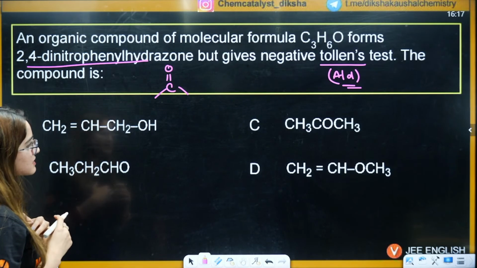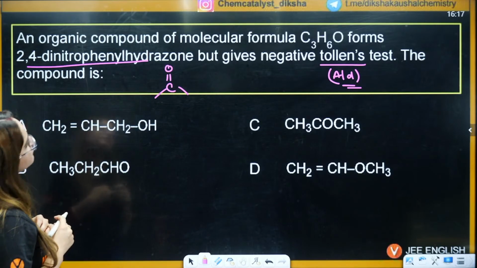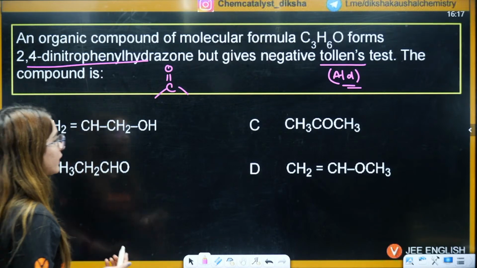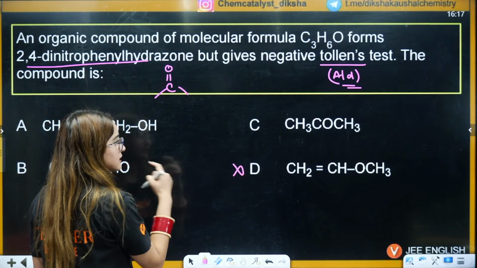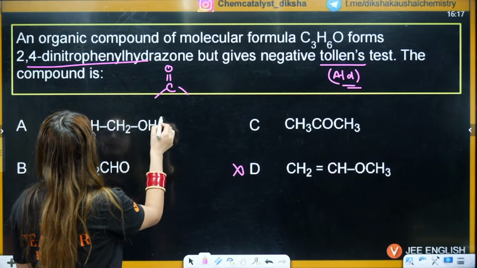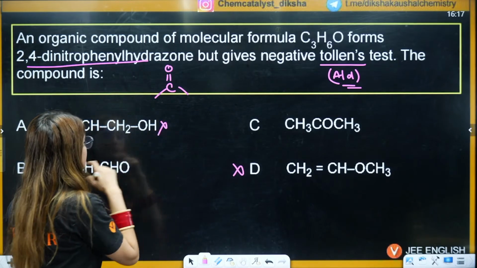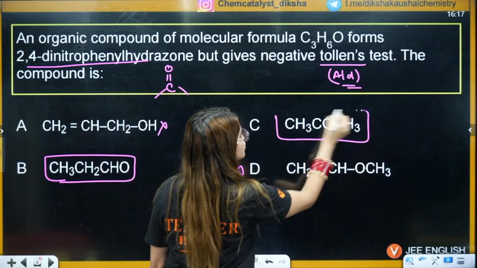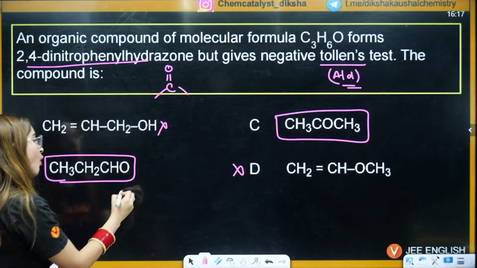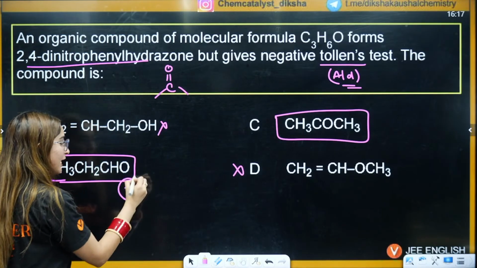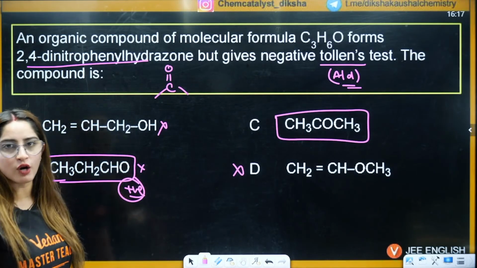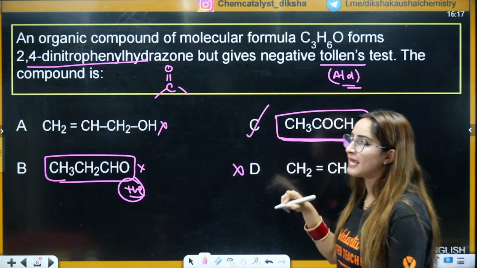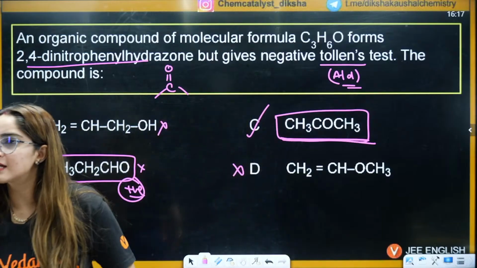If you see here, the compound gives a negative Tollens test. The carbonyl double bond is not present here, right? It's here and here, right? Out of these two, this one gives a positive Tollens test because it is an aldehyde. They are talking about a negative Tollens test, so this will not give you the Tollens test. So the answer will be C is the correct answer, okay?